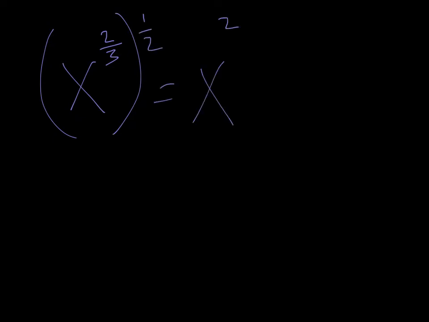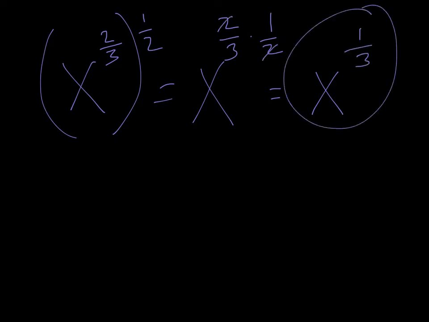Likewise, if you have x to the 2/3 raised to the 1/2, that just becomes x to the 2/3 times 1/2, which is just multiplying fractions, right? So you just multiply the numerators, multiply the denominators, so those cancel out, and you just get x to the 1/3, and that's your answer.